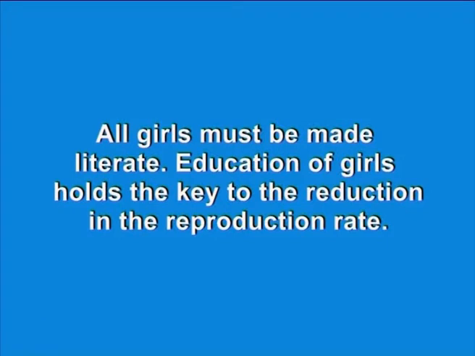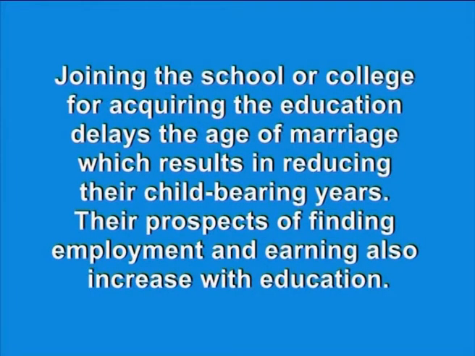The next point is formal and informal education for girls. To control population growth, both formal and informal education is essential for girls and women. All girls must be made literate. Education of girls holds the key to the reduction in the reproduction rate. Joining the school or colleges for acquiring the education delays the age of marriage, which results in reducing their childbearing years. Their prospects of finding employment and earning also increase with education.